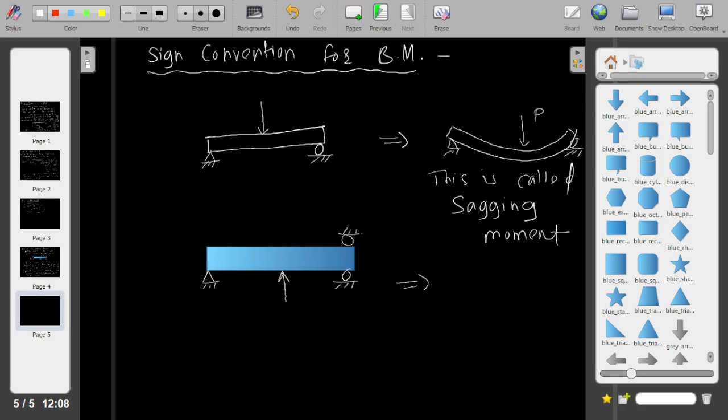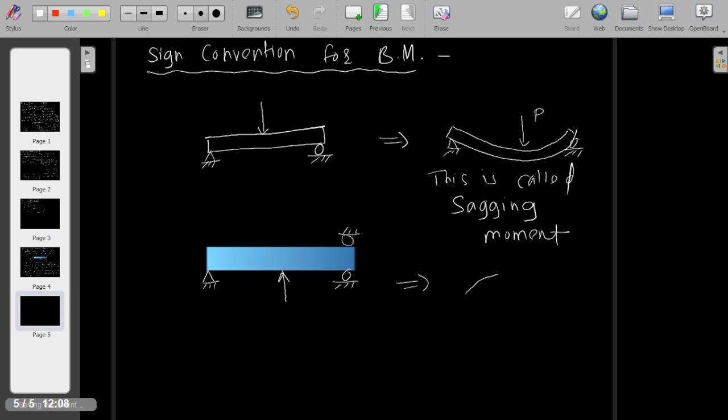The beam will deflect like this. Under the application of this load, this is the hogging. For hogging, we will take it as negative. If the beam deflects like this, we will take it negative, that is hogging. And if it is sagged, we will take it positive. This is the sign convention throughout our course of strength of materials. For the sagging moment, we will call it positive. If the beam deflects like this, we take it as negative.